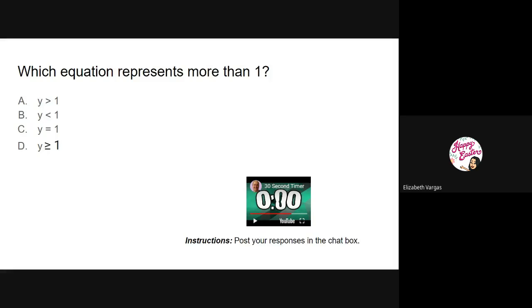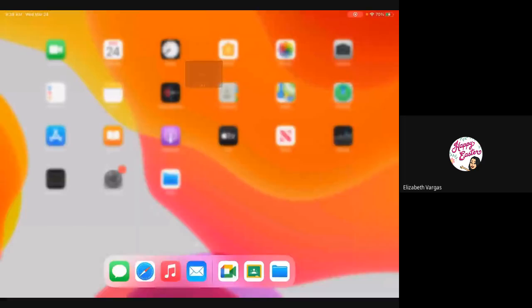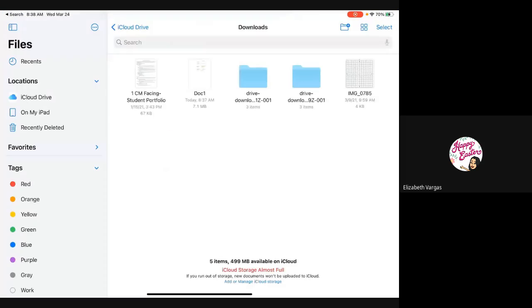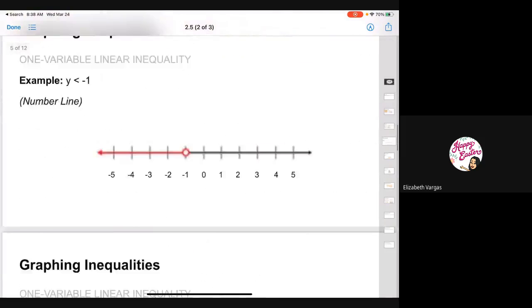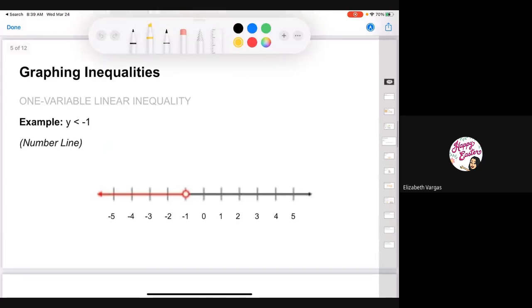Okay, now let's go back. Okay, now we're going to look at how to graph inequalities. How to graph inequalities. So we can graph inequalities on a number line, or we can graph them on a coordinate grid.